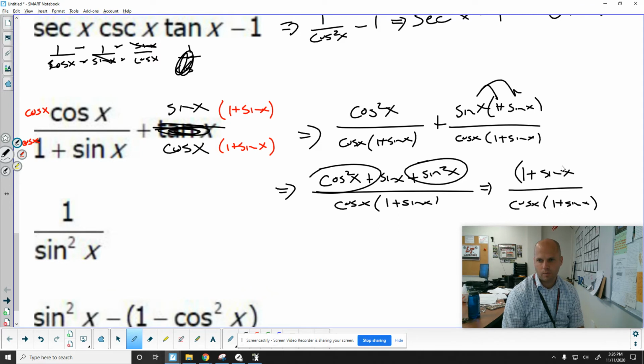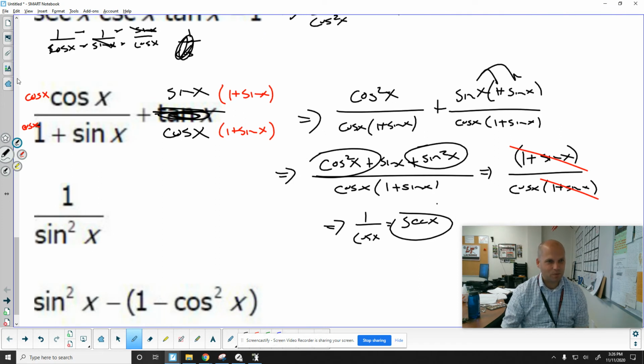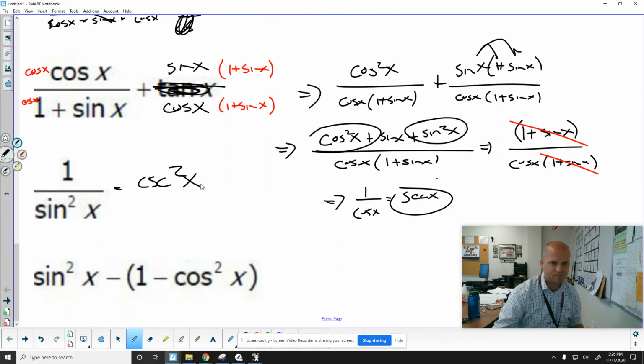1 plus sine x. Because it's the entire thing, and because this is multiplication in the denominator, I can cancel that. This one was the toughest one so far. That's 1 over cosine. That's secant. So we got that one as secant. 1 plus sine squared is cosecant squared. I'm pretty sure that's going to be an answer. That's nice.